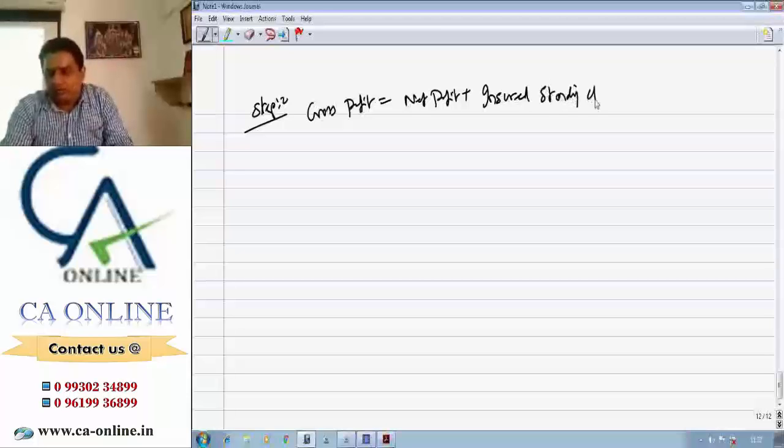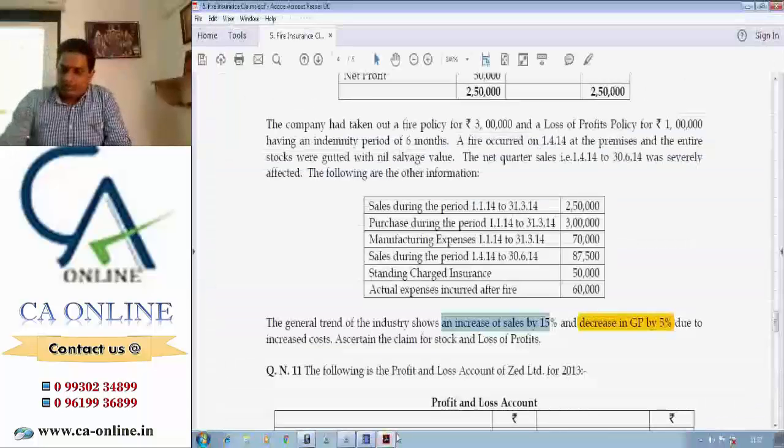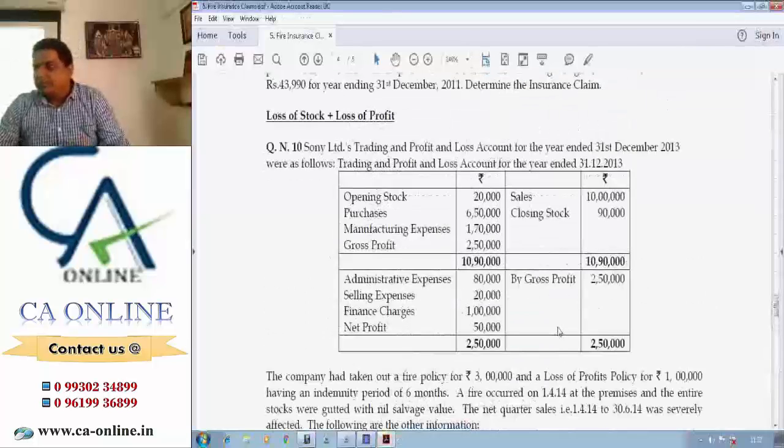Now in this problem, the issue is, do we have other income? How do we know? Where is it evident? Sir, they have given the trading and P&L, the only income is gross profit, so there is no other income, so you need not worry. Other income relating to business, like discount earned, is not an issue. But commission, dividend, interest, those things you can just ignore.